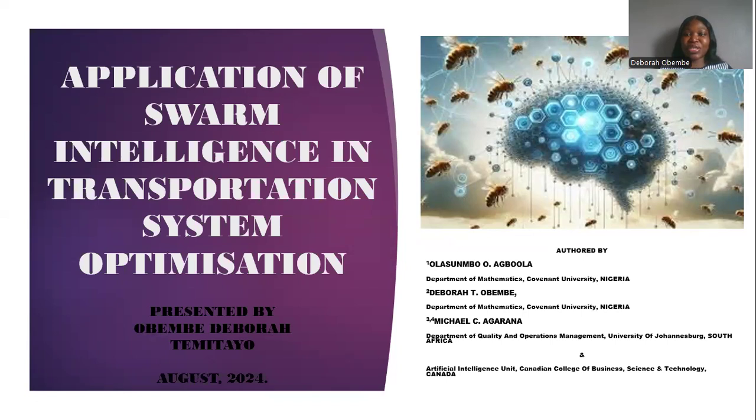I'm here to make a presentation of the summary of the paper, which is titled Application of Swarm Intelligence in Transportation System Optimization, authored by Dr. Olasumbo Agbola from the Department of Mathematics, Covenant University in Nigeria, Deborah Obembe, also from the Department of Mathematics, Covenant University in Nigeria, and Dr. Michael Agarna from the Department of Quality and Operations Management, University of Johannesburg, South Africa, and Artificial Intelligence Unit, Canadian College of Business, Science and Technology, Canada.